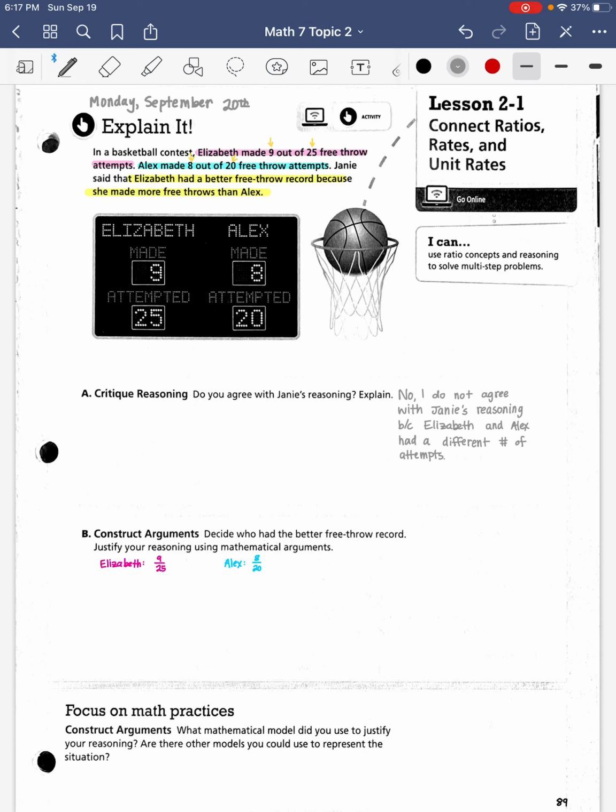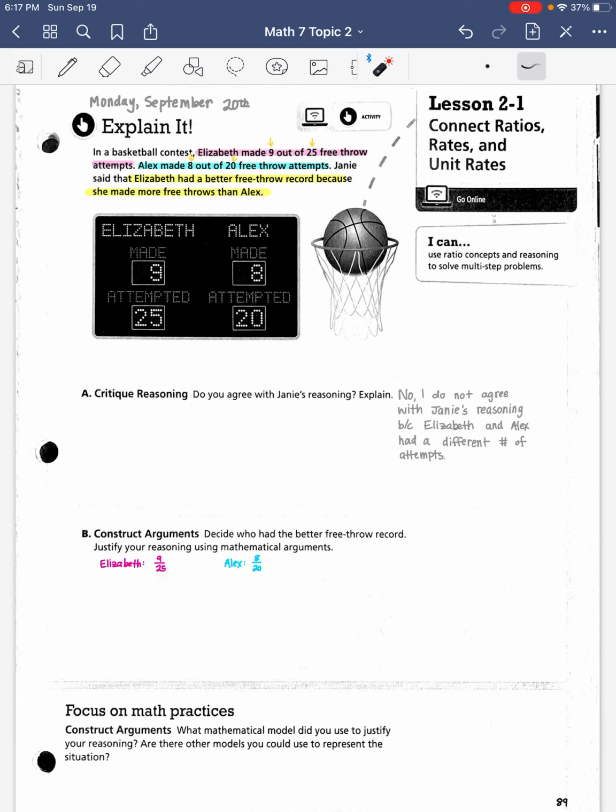Well, let's move on to part B. Decide who had a better free throw record. Justify your reasoning using mathematical arguments. So I took the information highlighted in pink. Elizabeth made 9 out of 25 free throw attempts. And I took that information and I wrote that as a fraction, 9 over 25.